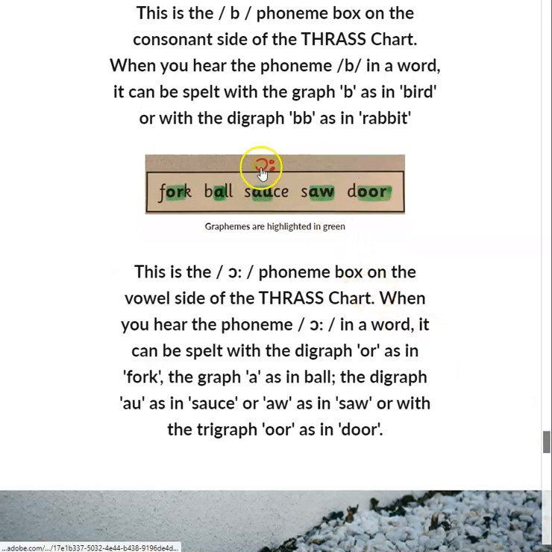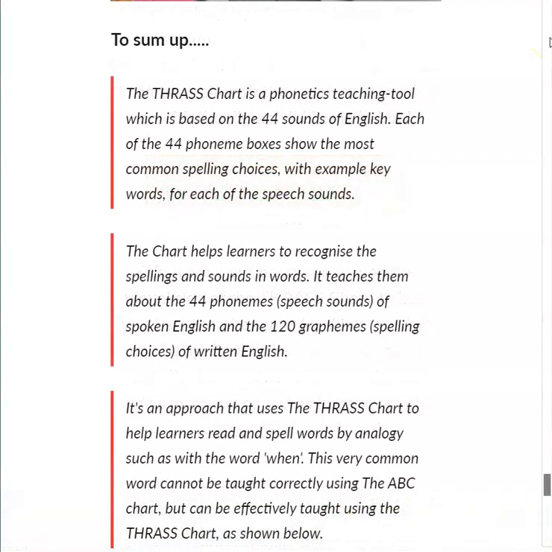This phoneme box is the or phoneme box on the vowel side of the Thrass chart. When you hear the phoneme or in a word, it can be spelt with the digraph OR as in fork. It can be spelt with the graph A as in ball, with the digraph AU as in source, with the digraph AW as in saw, or with the trigraph OOR as in door.